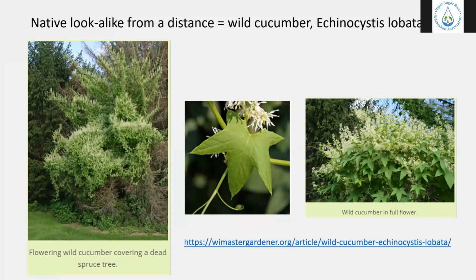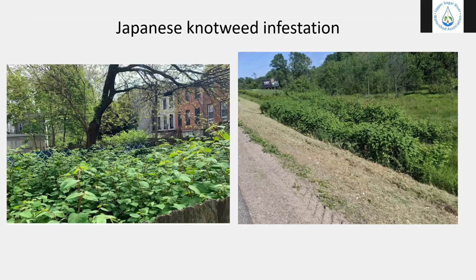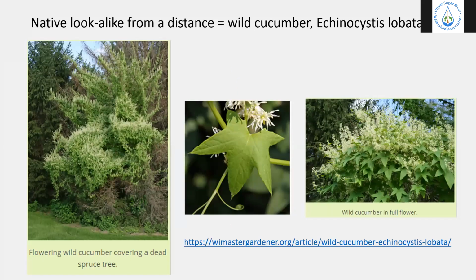If you notice this on the right, these sprays of creamy white flowers are very similar, but wild cucumber has this star-shaped leaf. So compare and contrast between these heart-shaped leaves and the tall stalks coming out of the ground versus a climbing vine. So don't panic. On your way up to Stevens Point, if you're driving along the side of the highway and you see huge amounts of spruce trees being covered by a climbing vine, that's not knotweed, that's just our native wild cucumber.